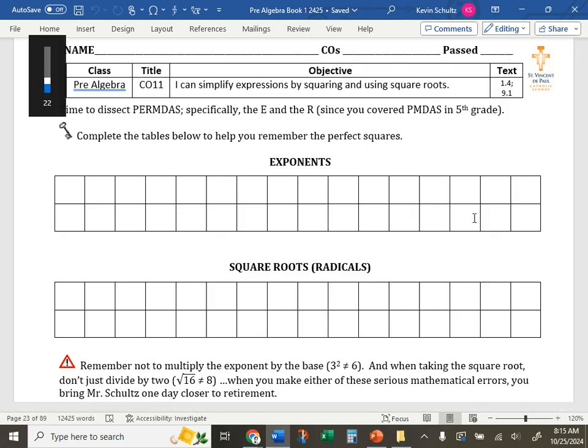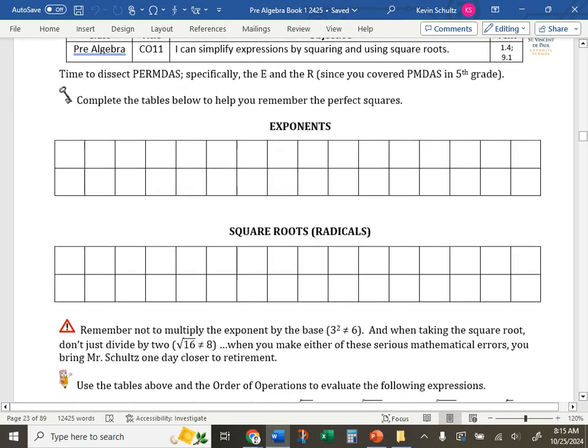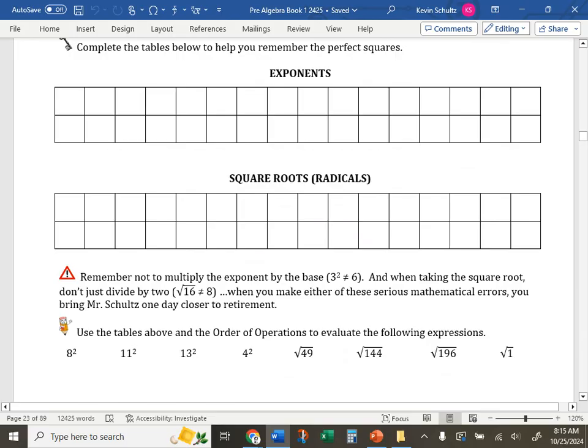Hello and good day, pre-algebra. We are moving on a Friday to CO11 because everybody wants to talk about exponents and roots on a Friday. Exponents and roots are those two letters of PEMDAS that you're probably the most unfamiliar with. So they get their very own objective.